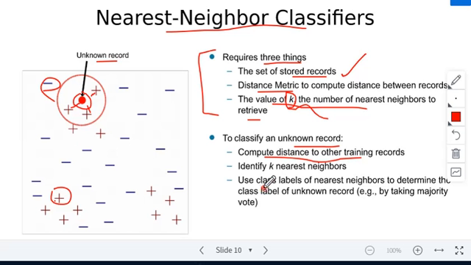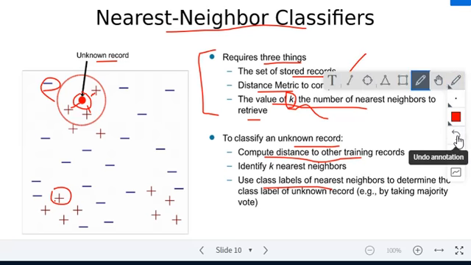So next, we have to use the class label of the nearest neighbors to determine to which class that unknown record belongs. If you consider this example, say for example, k is equal to 3 I have taken. So when I take k is equal to 3, you will get the boundary like this. Yes or no? Okay.